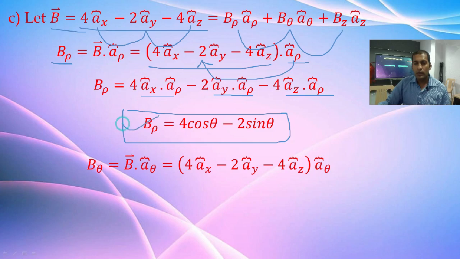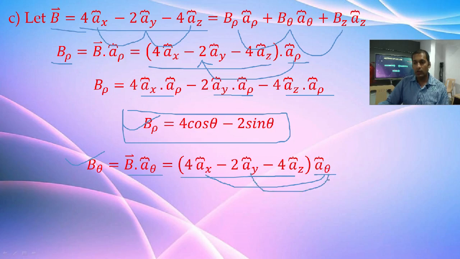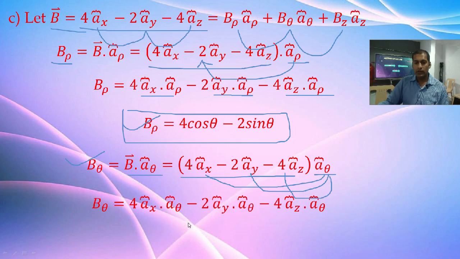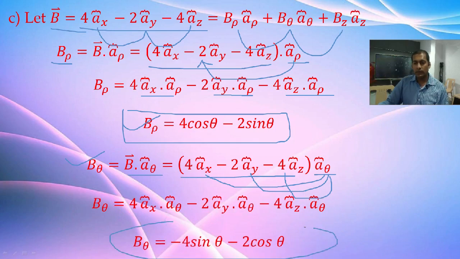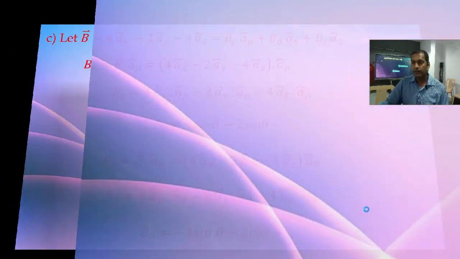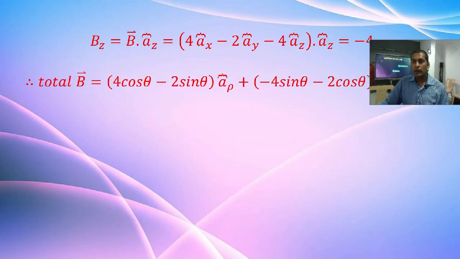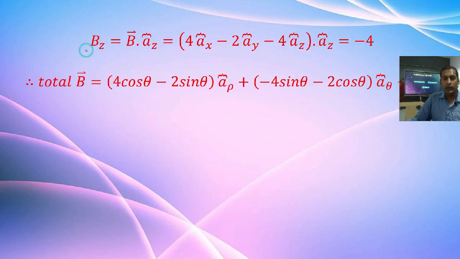This is about BR. Similarly, we can calculate B theta. So B theta is equal to the magnitude into A theta cap. Now one by one we will take the dot product of A theta with all the three. After simplifying we get minus 4 sin theta minus 2 cos theta. Then the third one, BZ, magnitude into AZ. Again we simplify it and we get minus 4.